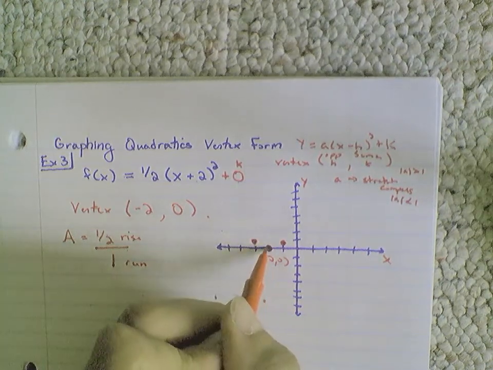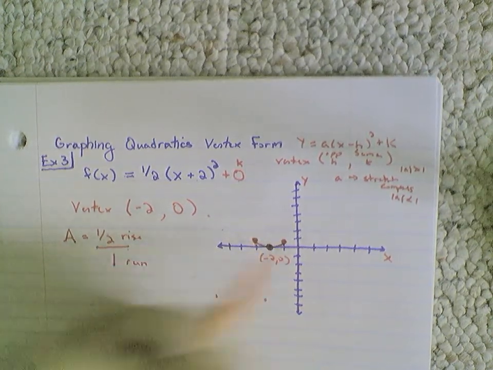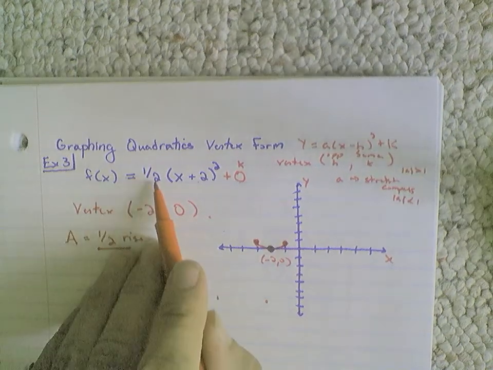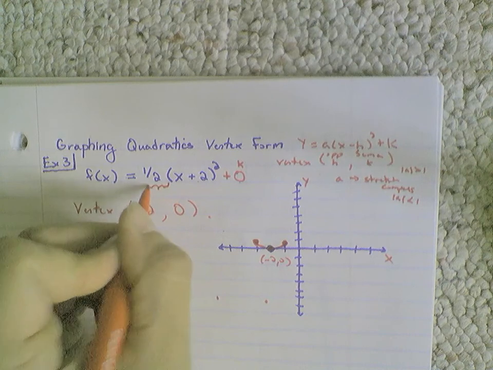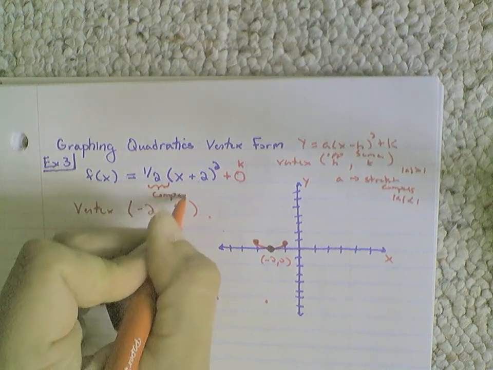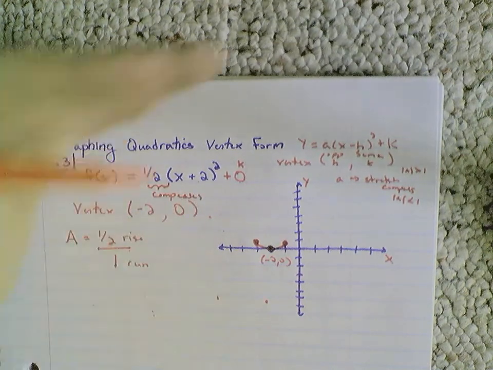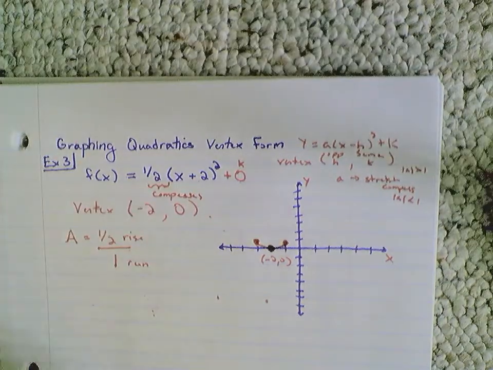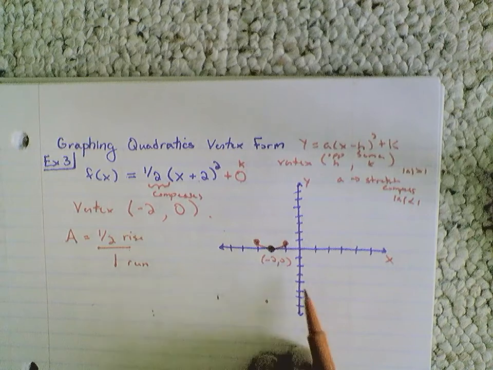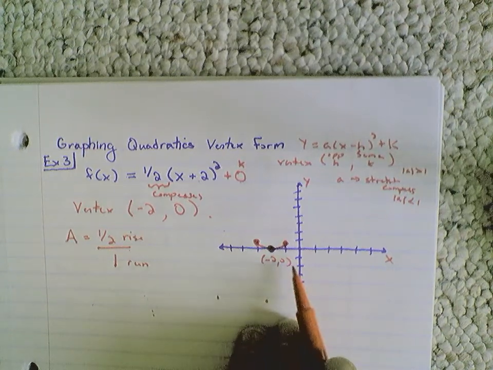Notice that this will end up widening the graph, and that's because 1/2 as a transformation compresses my graph. And it compresses it in the vertical sense. It's squishing it down, which ends up widening it out. Now lastly, I need 5 points to be able to graph this function.